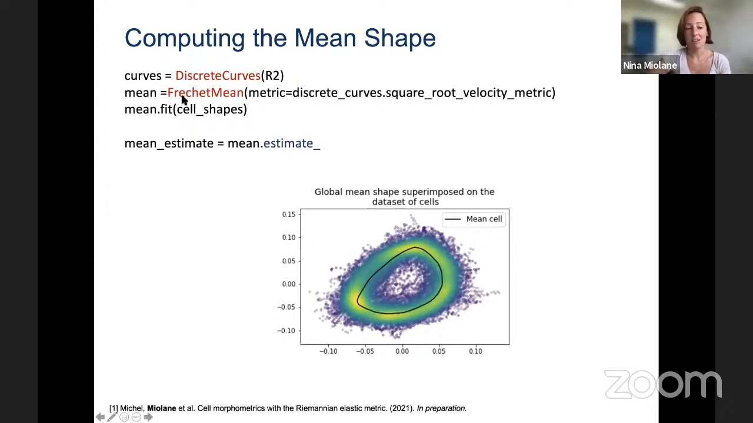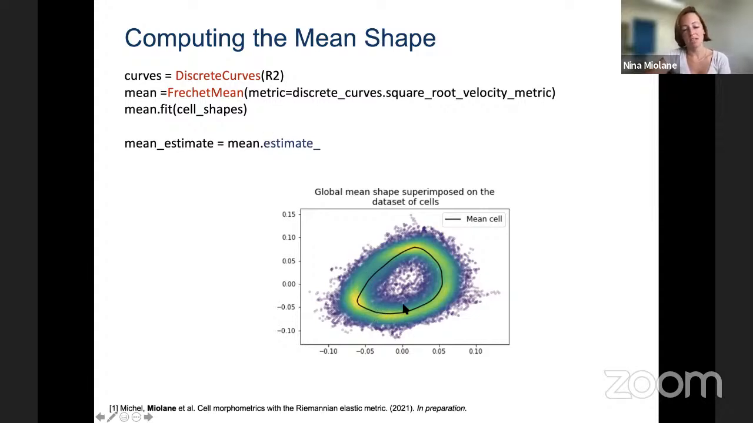I define the learning algorithm that I want to use, which is the Fréchet mean. So this is a generalized definition of mean. Which geometry do I want to use? I want to use the geometry of the curves using the square root velocity metric, which is a notion of similarity that only focuses on shape. And I can compute the mean estimate.